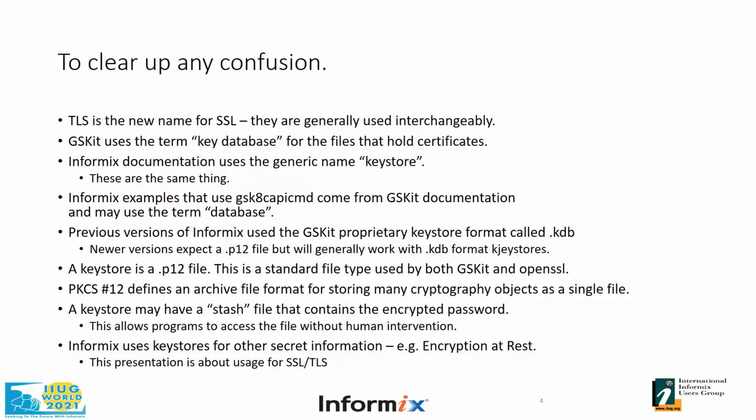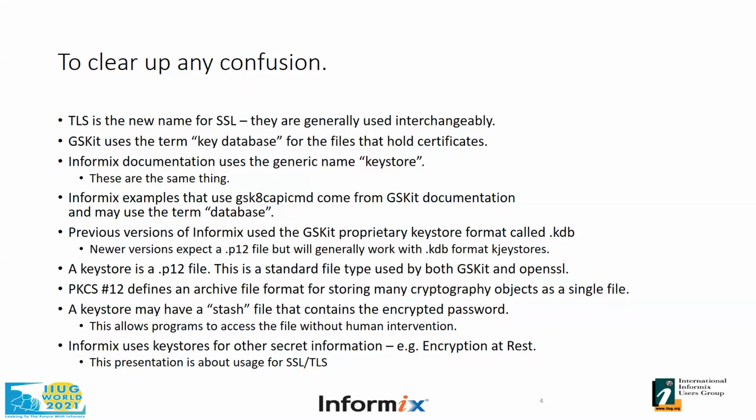Previous versions of Informix used the GSKit proprietary keystore called a .kdb file. And newer versions expect a P12 file. But in order to keep working, we generally work with the KDB format keystores. A keystore, in this terminology, is a P12 file. And this is the standard file type that's used for both GSKit and OpenSSL. OpenSSL has commands to take a bunch of certificates and turn them into a P12 file and vice versa.